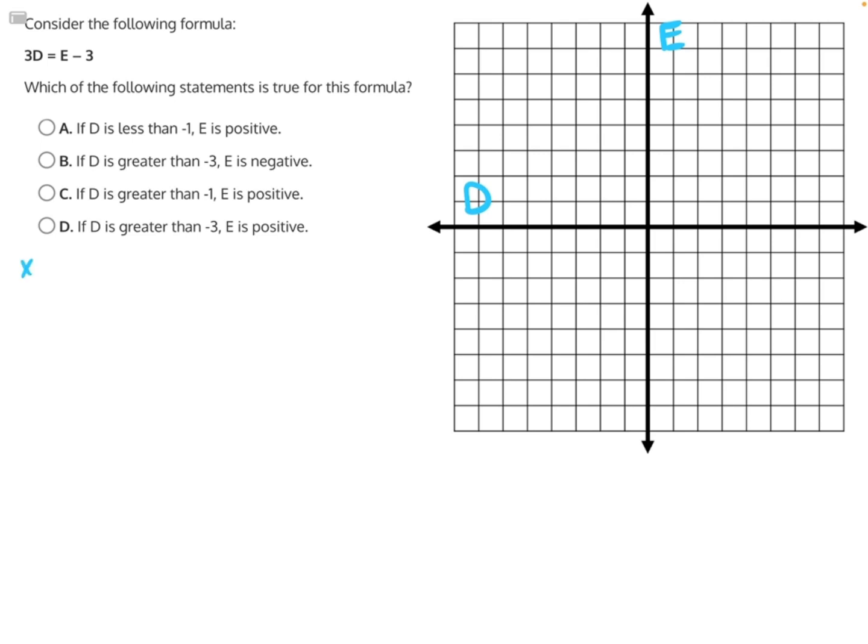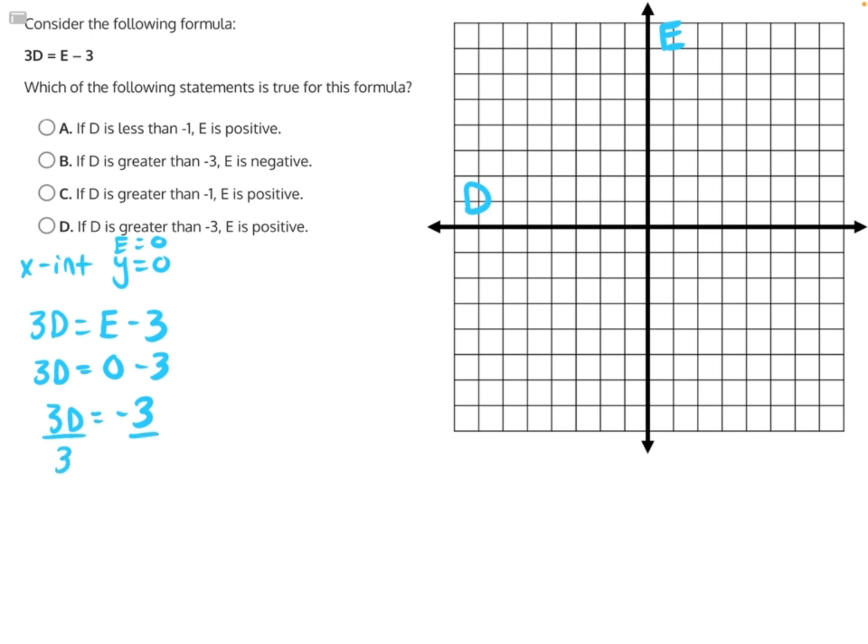So if we want to find our x-intercept, where y equals 0, or in this case where E equals 0, then we would write our equation and substitute 0 in for E. So we'll have 3D equals 0 minus 3. 0 minus 3 will just give us negative 3, and then we'll have to do opposite operations. 3 is being multiplied to D, so opposite operation would be division. This will cancel, leaving us with D equals negative 3 divided by 3 is negative 1. So our first intercept is going to be negative 1, comma 0.